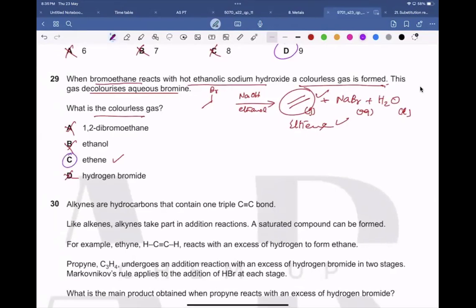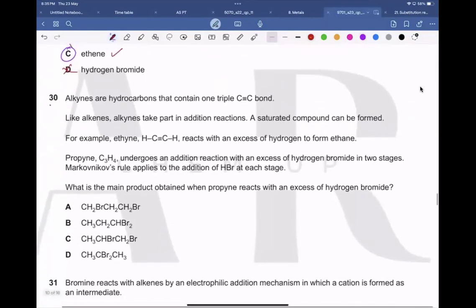Is this understandable to all of you? Now, question number 30. Alkynes are hydrocarbons that contain one carbon-carbon triple bond. Like alkenes, alkynes take part in addition reactions. A saturated compound can be formed. So it means that the triple bond is going to turn into a single bond because they are saturated. For example, ethyne, with its displayed formula given, reacts with an excess of hydrogen to form ethane.